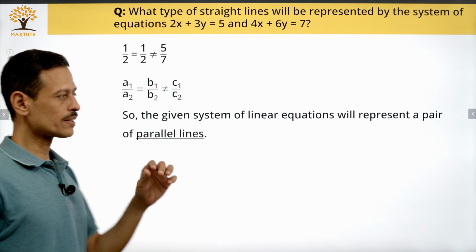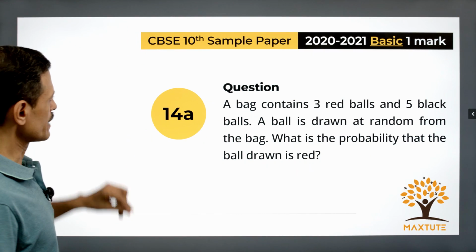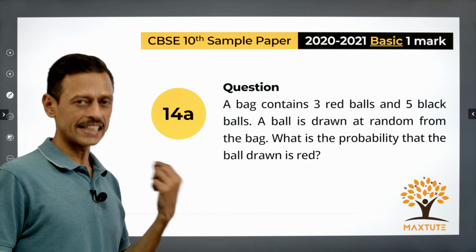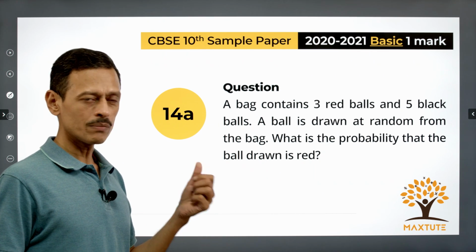So, completed question number 13, both parts, from a pair of linear equations. Let's move on to the 14th question. This question also had two choices, an internal choice. Both questions appeared from probability.